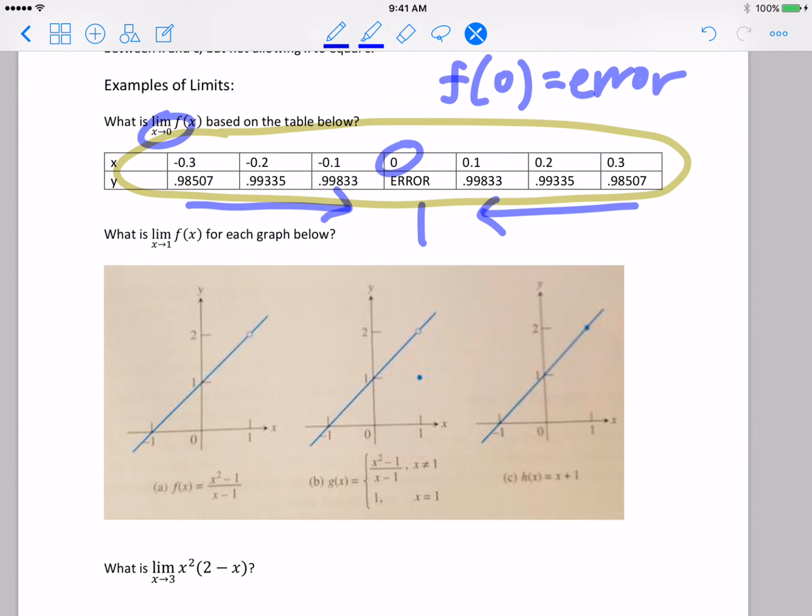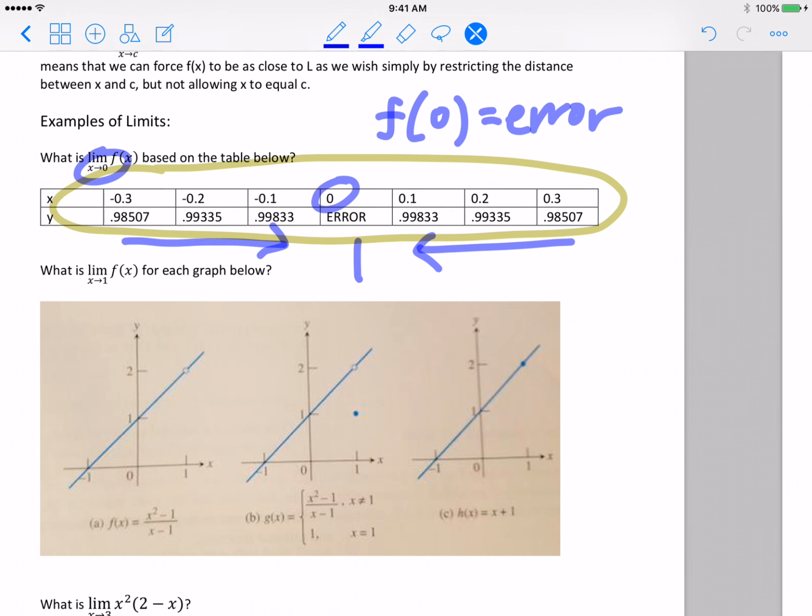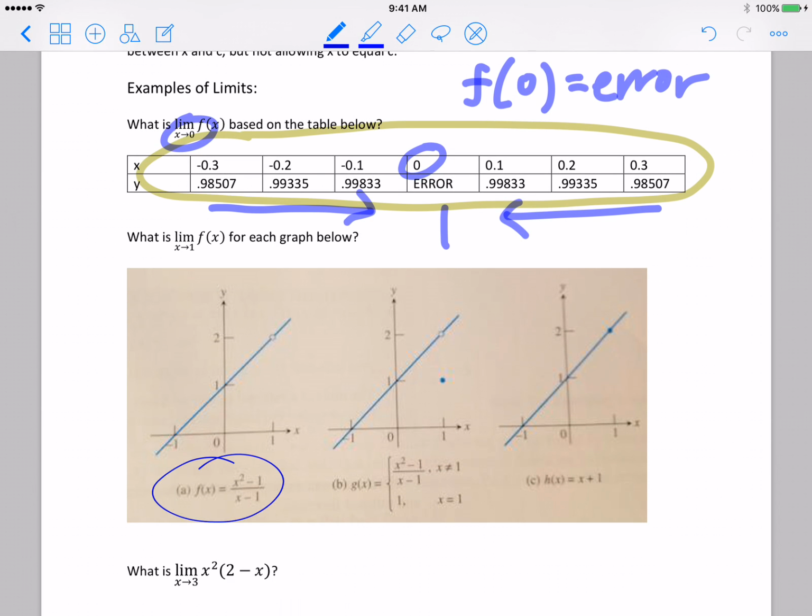Take a look at the graphs below. What is the limit of the function just based on the graph? It also gives you the function rule. But what's the limit as the x value approaches 1? Again, we're not necessarily looking at f of 1. Sometimes we could use f of 1 as the limit, but we're looking at the limit of f of x as the x value approaches 1. My recommendation is to look at the pattern from the left side and from the right side. What number is it approaching as the x value gets close to 1, from both the left side and the right side?